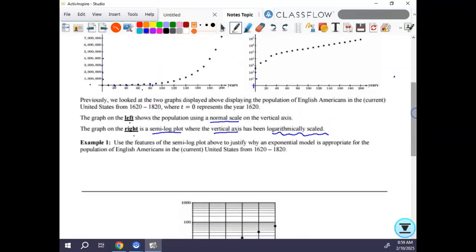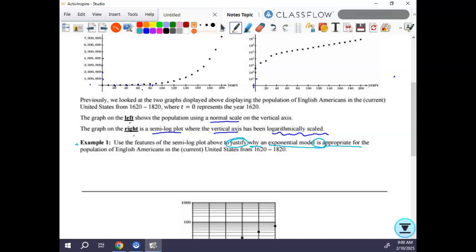But before we get there, it says use the features of the semi-log plot above to justify why an exponential model is appropriate for the population. Here's one thing about reading questions, because y'all aren't real good at reading directions, and you have to read questions. I'm totally guilty of that too. You kind of skim it and assume what it's saying. But when we really look at these words, it says use the features of the semi-log plot above to justify why an exponential model is appropriate. It is not asking me if an exponential model is appropriate. So me saying an exponential model is not appropriate doesn't make any sense. This is basically saying an exponential model is appropriate, tell me why. That kind of changes your selection of answers.